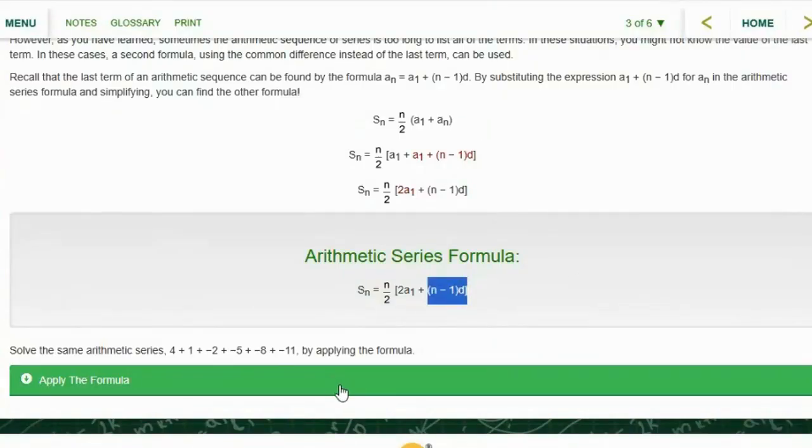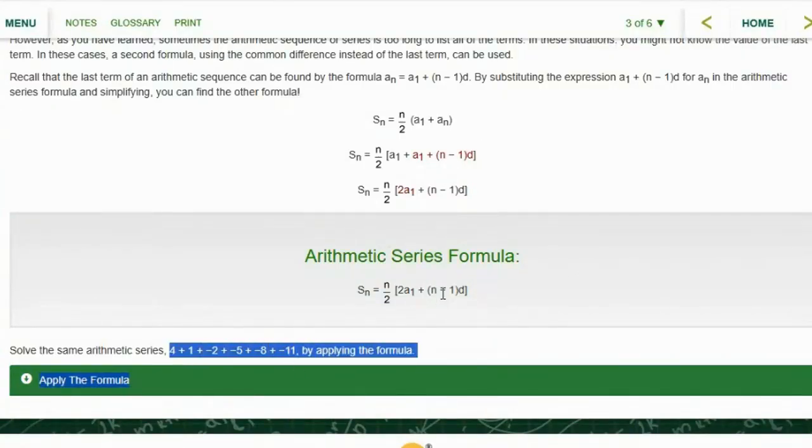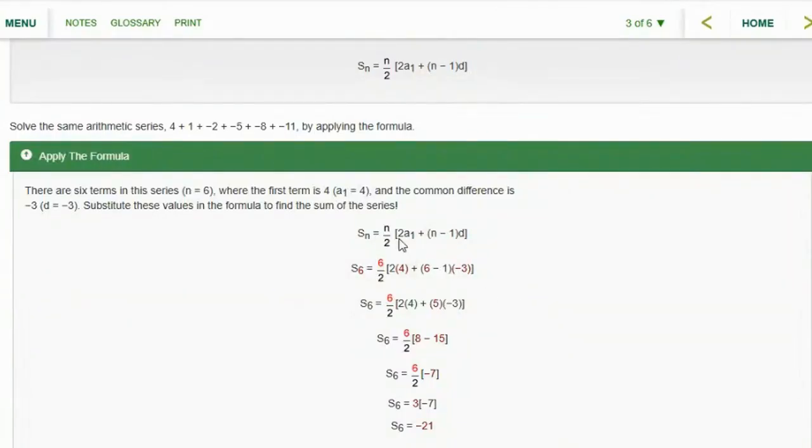All right, so let's see. And then they used this same one using this formula, knowing there's still 6 terms, so 6 divided by 2. The first term is still 4. And the common difference this time is going down 3 every time. 4 to 1, negative 2, negative 5. The common difference is negative 3. So they substitute negative 3 in there. So 6 minus 1 times negative 3. This simplifies to 3. 2 times 4 is 8. 5 times negative 3 is negative 15. So 8 minus 15, you get negative 7. You still get 3 times negative 7, and it does equal negative 21.